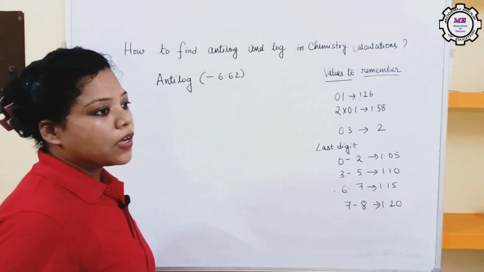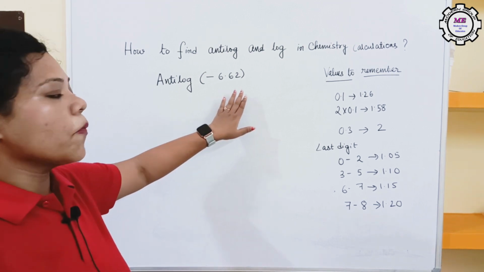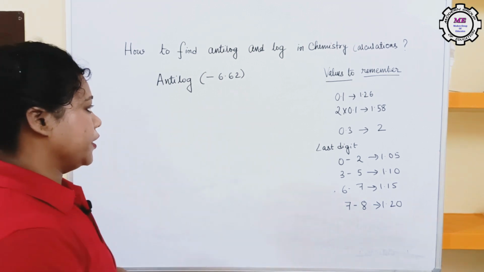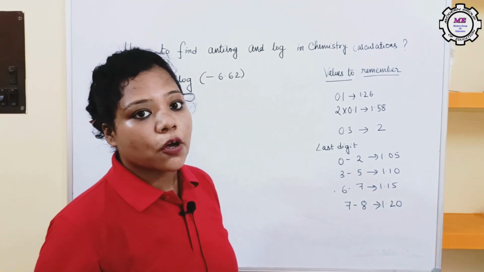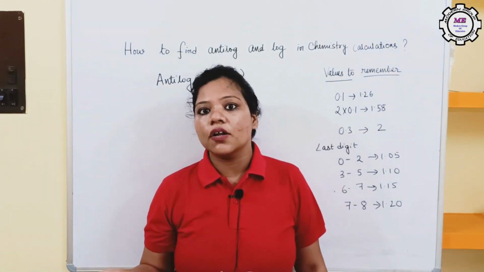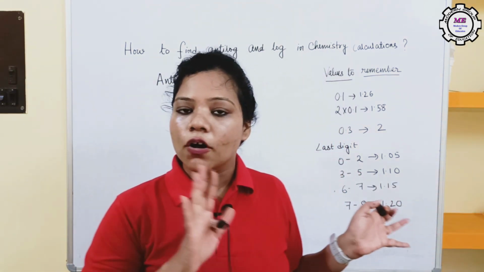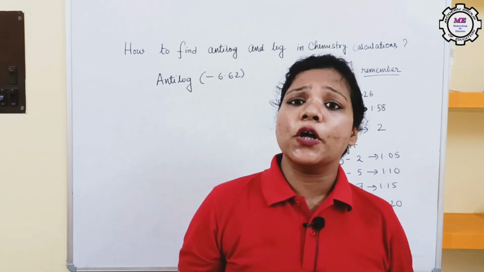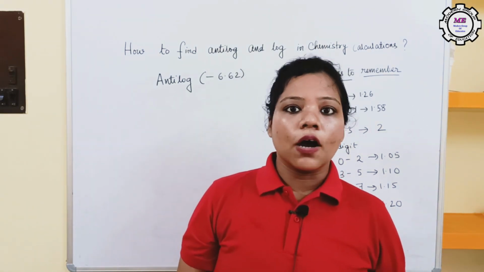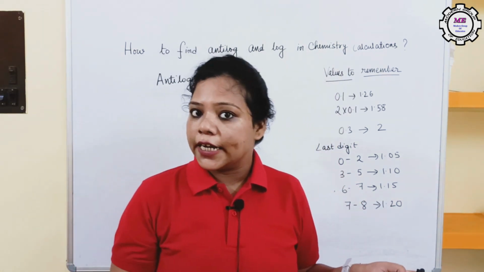Now we have come to the value antilog minus 6.62. How will you calculate this? There are different processes for calculating negative antilog and positive antilog. You have already learned what the process for positive antilog is. Now we will learn what the process for negative antilog is.